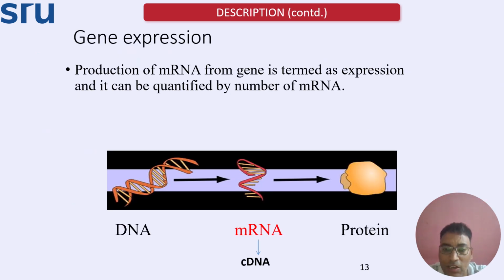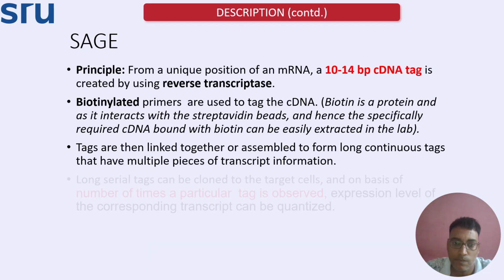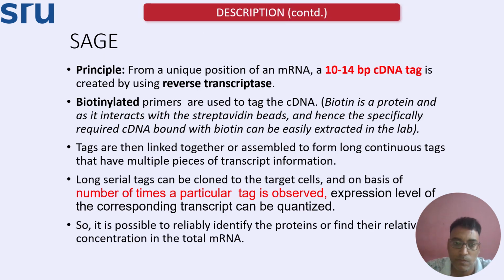Now see here, we have been knowing the central dogma, the gene expression, one gene one protein. See, DNA to mRNA to protein. mRNA can also form the cDNA. This concept we have been learning for a long time. Now understand that all these parts use a 10 to 14 base pair cDNA tag.